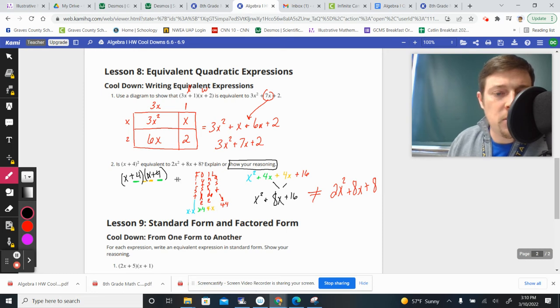And then the last numbers in the parentheses. 4 is last and 4 is last. So 4 times 4, which gives us the 16 that we see over here. So x times x gave us x squared.